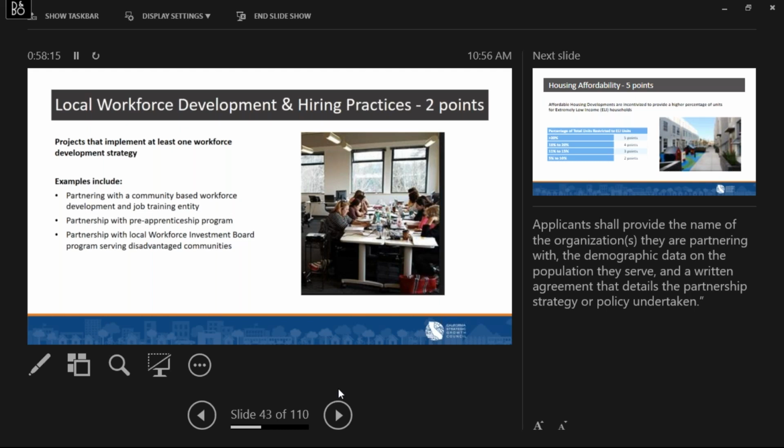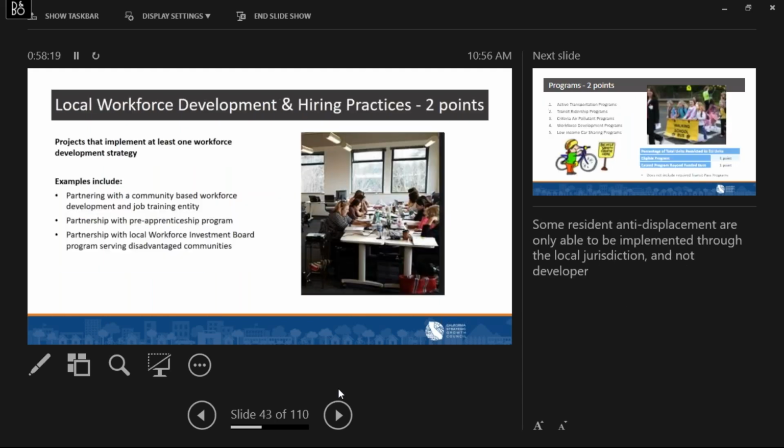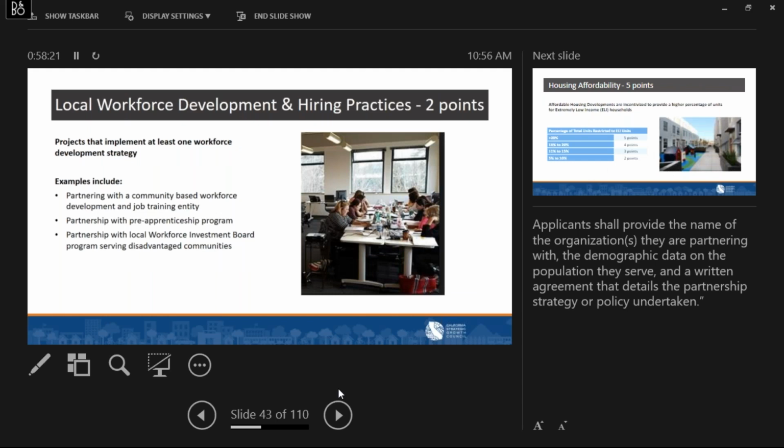We also have 2 points available for workforce development and hiring practices. A couple examples of what those could look like include partnering with a workforce development agency or instituting local hire policies.